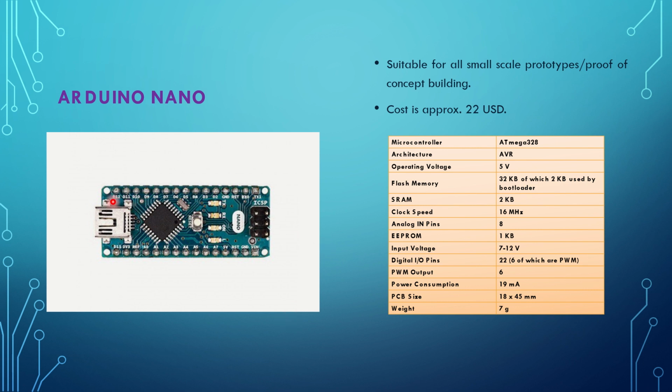And you can see that here the digital pins are named D0, D1, like that, and in total we have got 22 digital IO pins, and 6 of them have PWM support. Power consumption is approximately 19 milliamps, and the size is very small, just 18 by 45 millimeters, and it's just 7 grams. Would you believe it's the smallest?